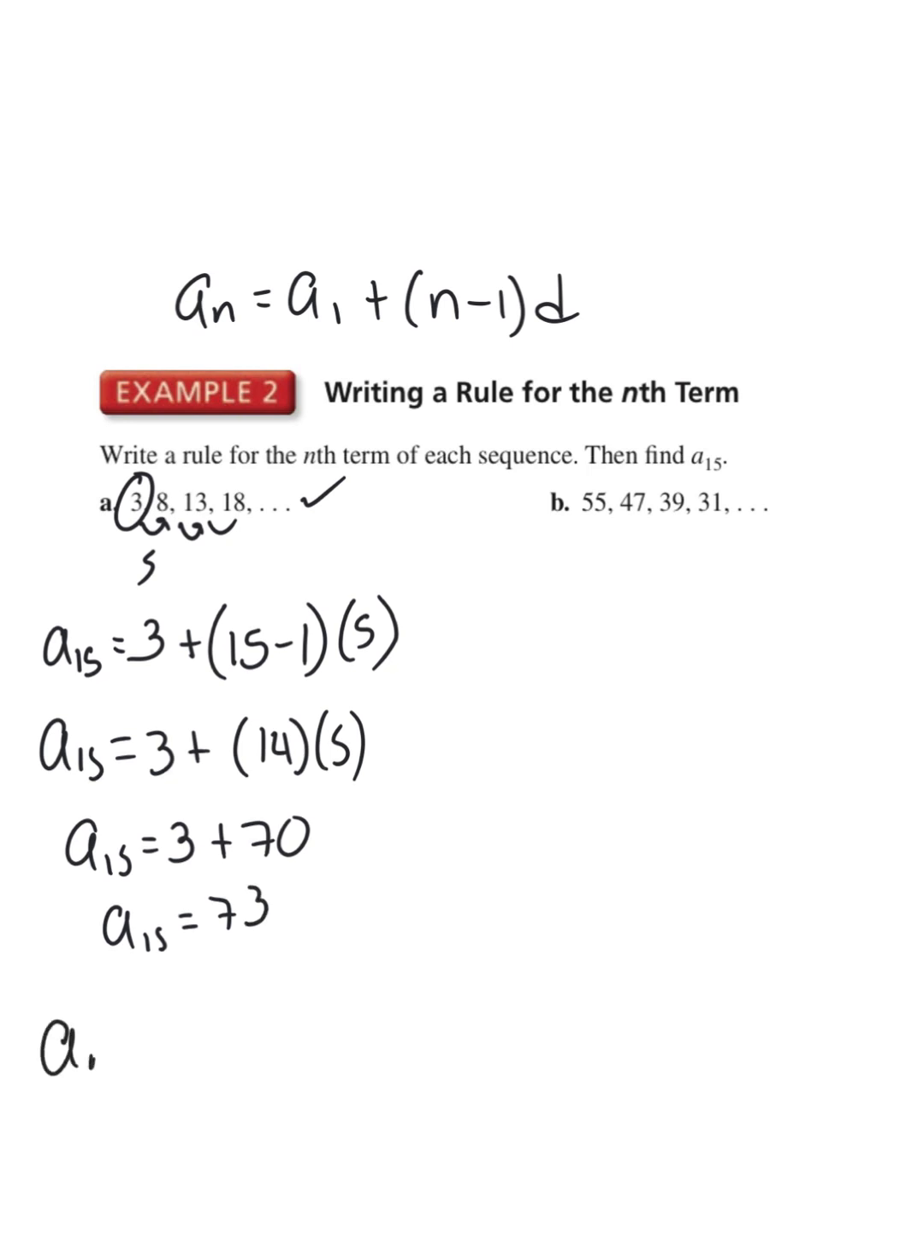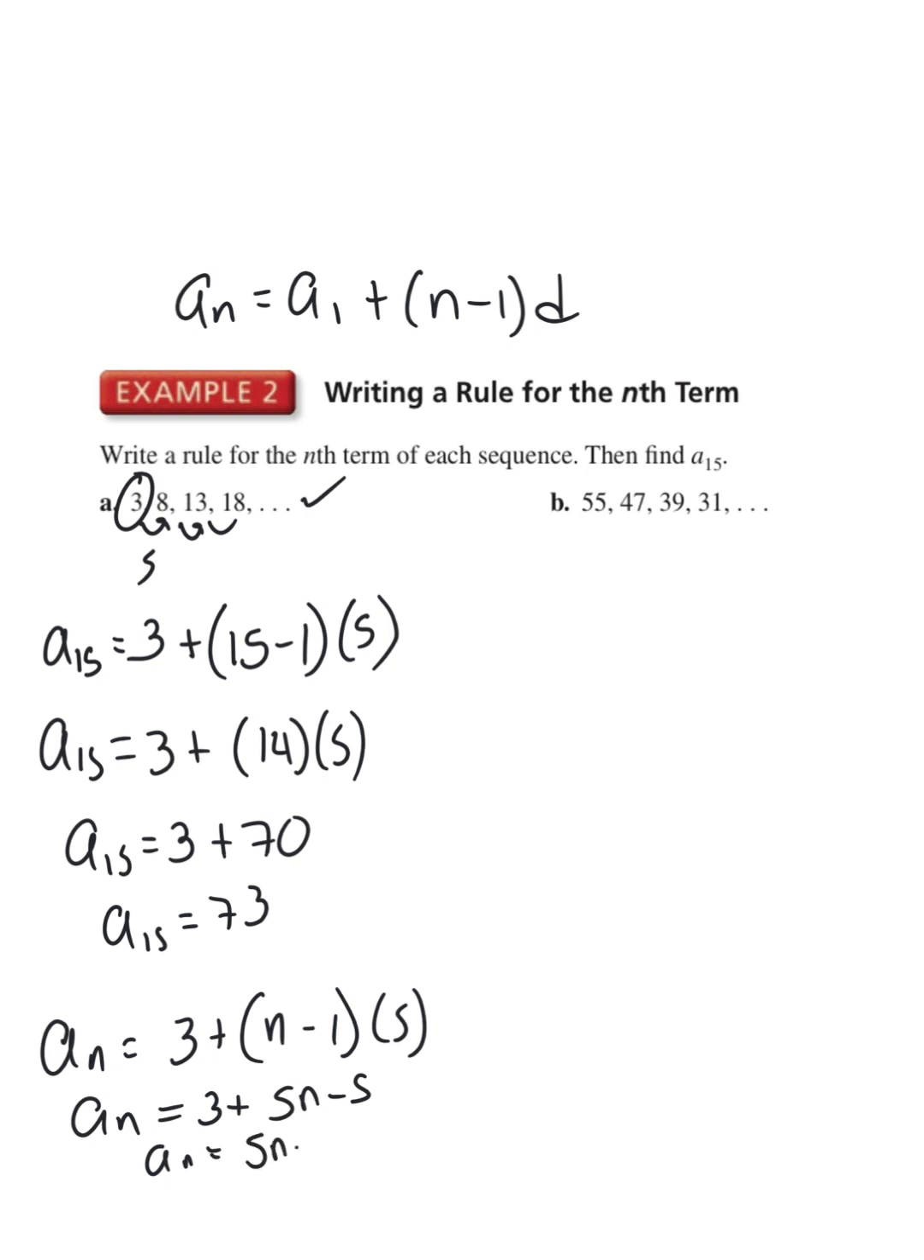The rule, we would keep it as an, so it would be 3 plus n minus 1 times 5. You can either leave it like this or simplify it by distributing first to an equals 3 plus 5n minus 5, which then becomes an equals 5n minus 2. Either one would be fine, that would be the rule, and this would be how to solve it.